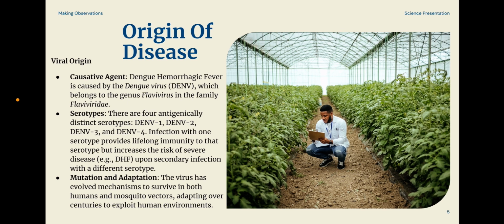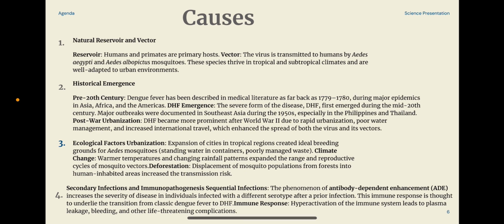Okay. Mutation and adaptation. The virus has evolved mechanisms to survive in both humans and mosquito vectors, adapting over the centuries to exploit human environments. Okay, the causes consist of natural reservoir or vector. Reservoir: humans are the primary hosts. Vectors: the virus is transmitted to humans by these mosquitoes. These species thrive in tropical and subtropical climates and are well adapted to urban environments. The historical emergence started around pre-20th century.